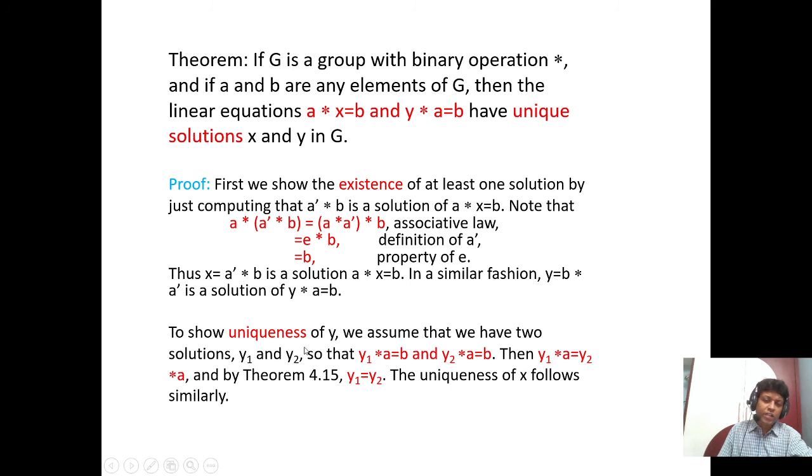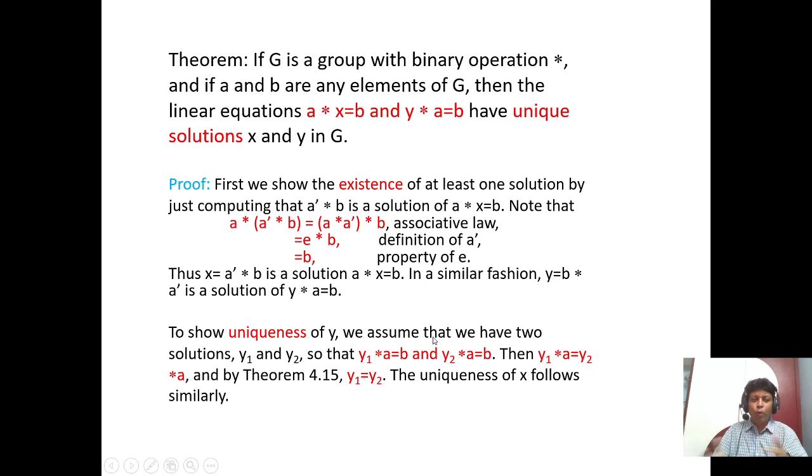To show uniqueness, we assume that we have two solutions. You have to prove the solution is unique also. First of all, you prove that this is a solution, and now you have to prove these are unique. So for uniqueness, take y1 and y2, so y1 star A equal to B and y2 star A equal to B. Then y1 star A equal to y2 star A, right? And from the cancellation law, the right cancellation law, we have y1 equal to y2. So the uniqueness of x also follows similarly. Okay, so this is a very important theorem.